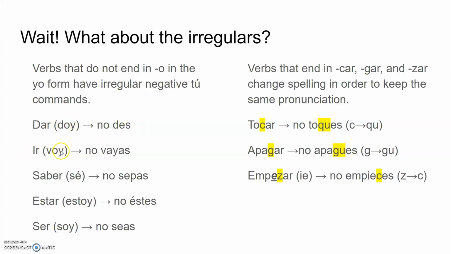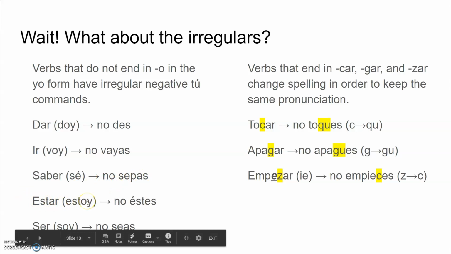Now here, the yo form is voy, and this is going to become no vayas. Saber, the yo form of saber is sé, so this is going to become no sepas. You see we have a P out of nowhere. If you remember back to our preterites, saber gets a P, supe. So it's not unusual for saber to get a P. We are seeing it again here in our informal negative commands, no sepas.